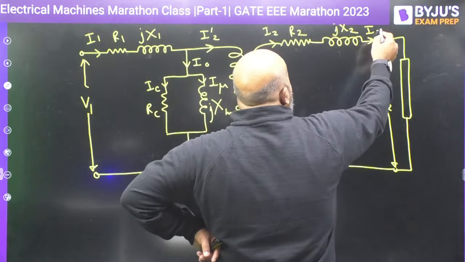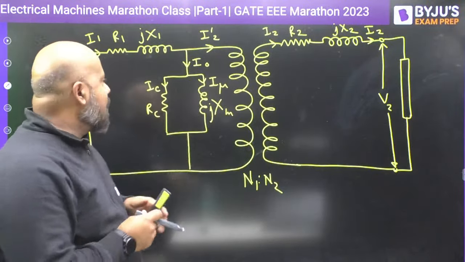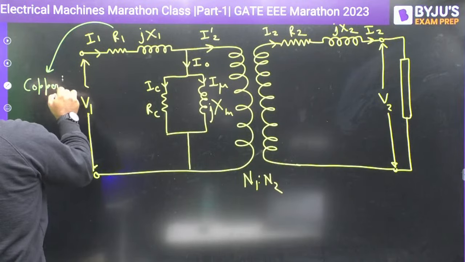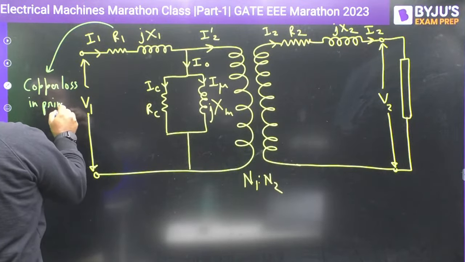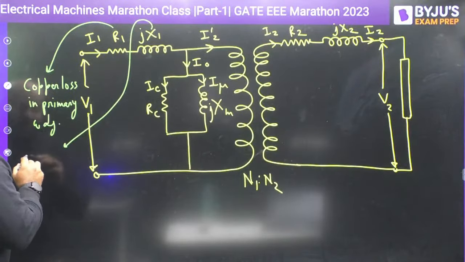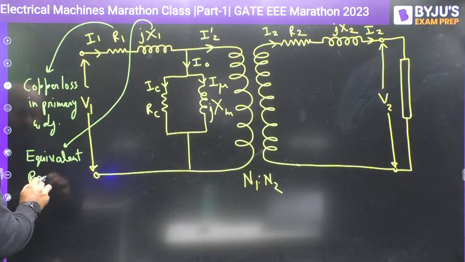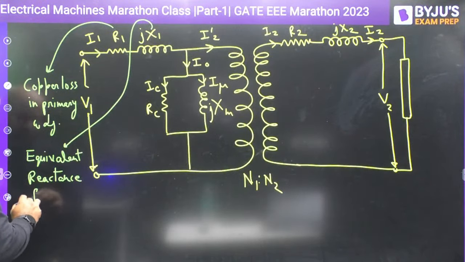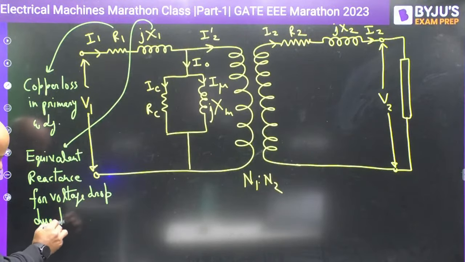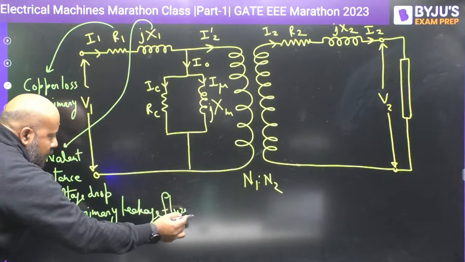Current here is I2. So these two windings of the transformer now represent an ideal transformer, because all the losses you have separated. How have you separated the losses? R1 represents the copper loss in the primary winding. X1 represents the equivalent reactance for the voltage drop due to the primary leakage flux. What is primary leakage flux?